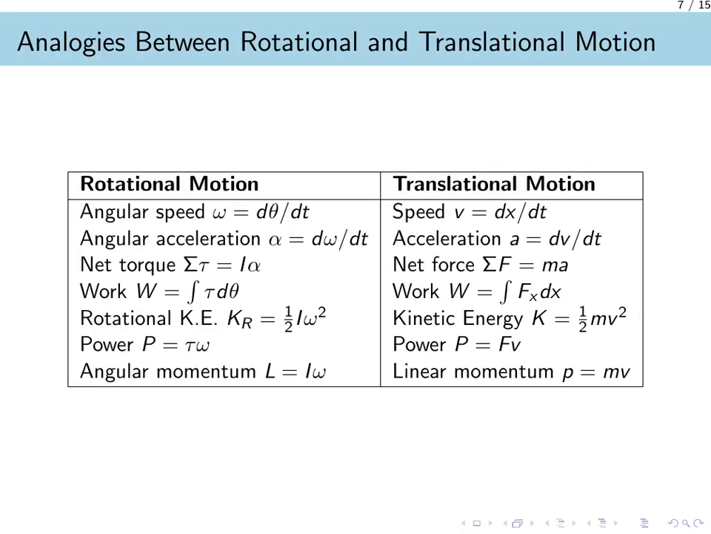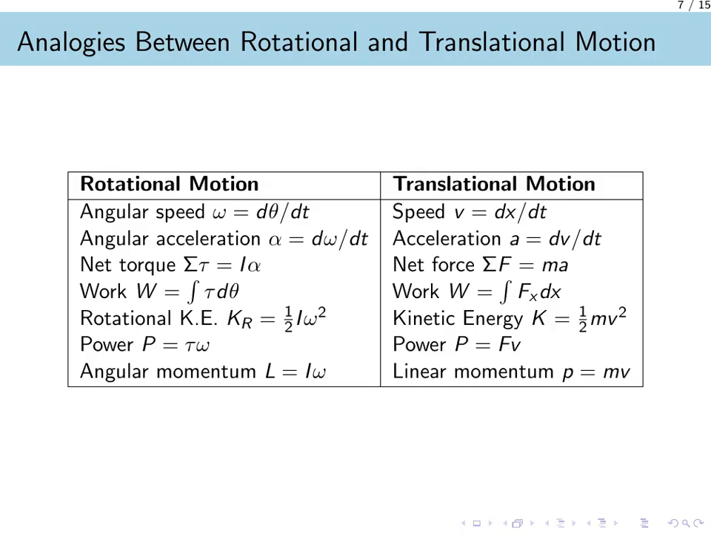This table highlights the powerful set of analogies between rotational and translational motion. This comparison is a very useful tool because the mathematical form of the equations is nearly identical in both cases. Let us trace the parallels. In kinematics, angular quantities like displacement, speed, and acceleration are the direct counterparts to their linear versions.